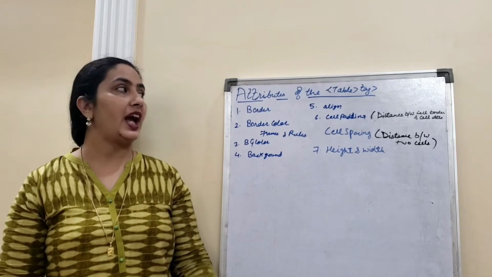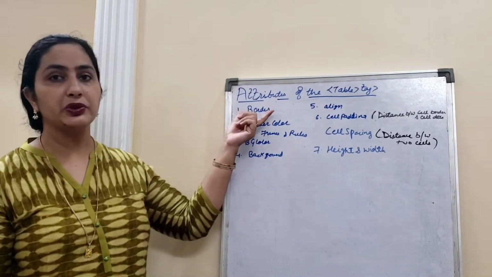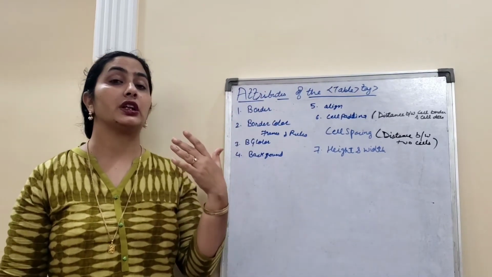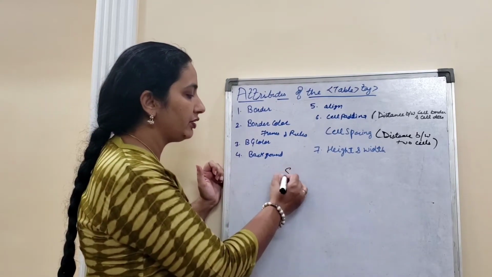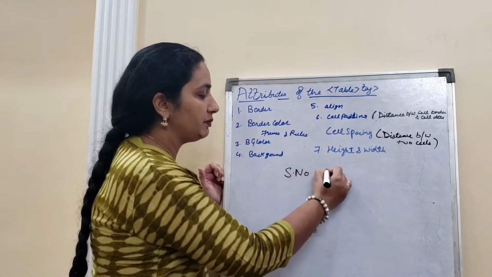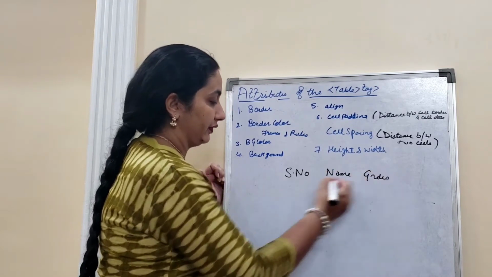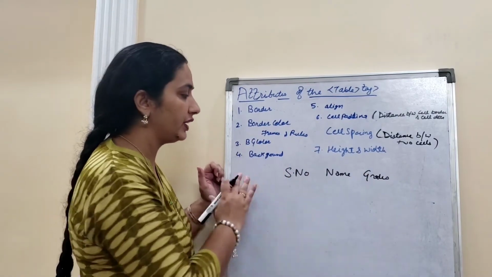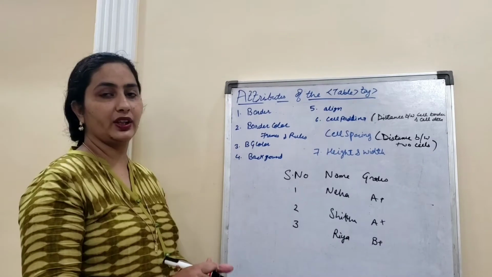Now let's start with the attributes of the table tag. The first attribute of the table tag is border. Students, if you do not use the border attribute of the table tag, when you write your content, it will simply come in this way. Only rows and columns will be defined. There will be no borders, nothing will be there.